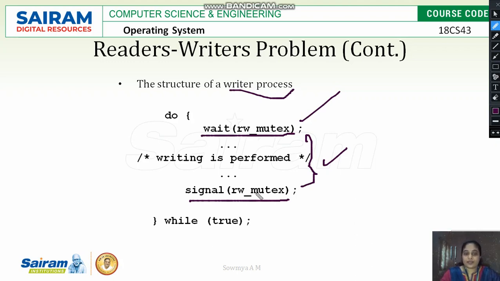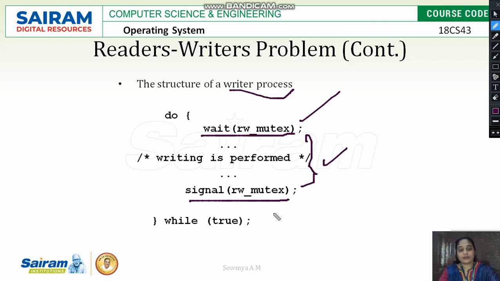In the queue, based on the priority, the operating system will invoke one write operation, and that process will again invoke a wait function so that the next process that wants to write will be blocked from writing until it is signaled back.